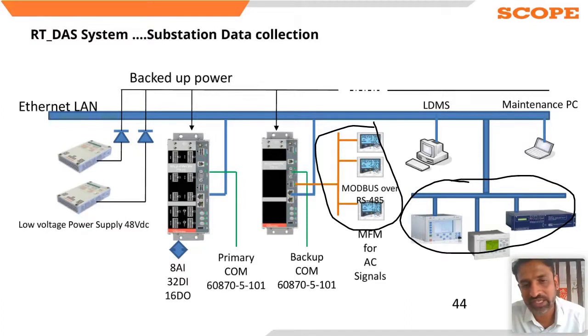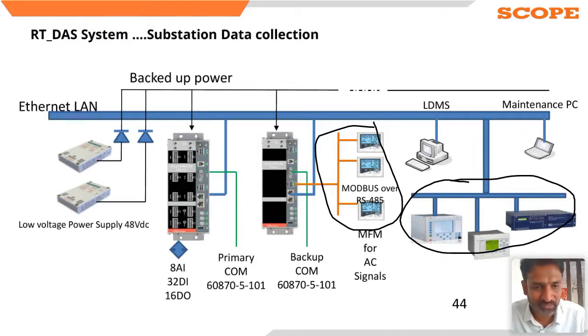In some cases we are taking the MTR status, not the relay. From the master trip relay, we are taking these DI signals. But in a few cases, we are taking the relay inputs directly, like Modbus or IEC 61850, and sending the data to the RTU.